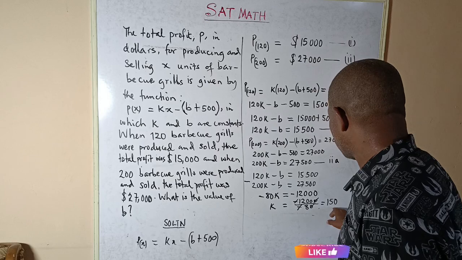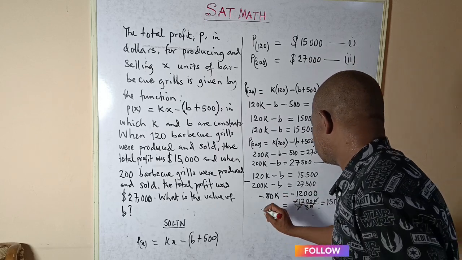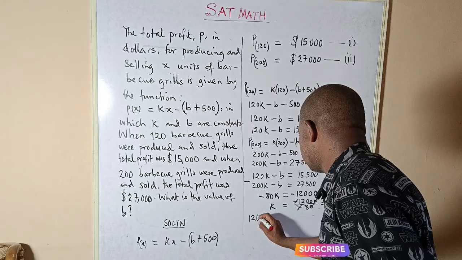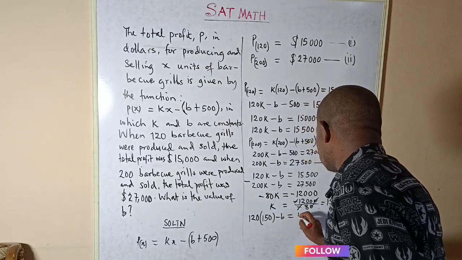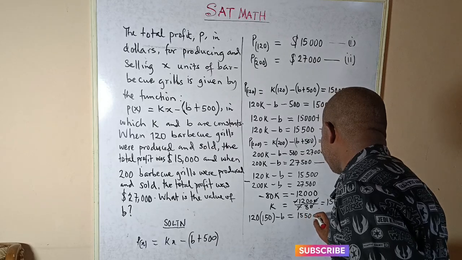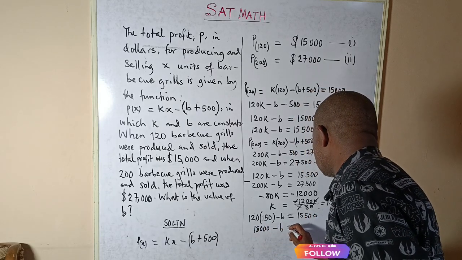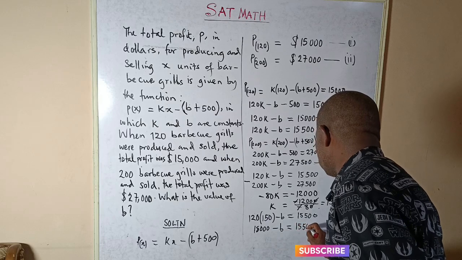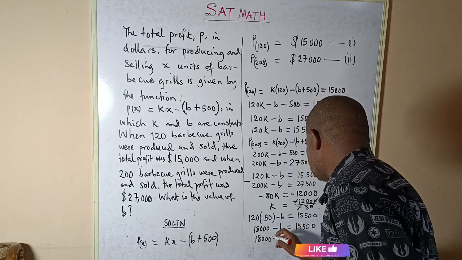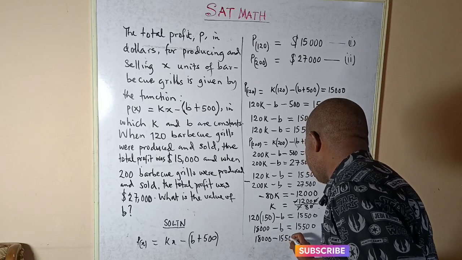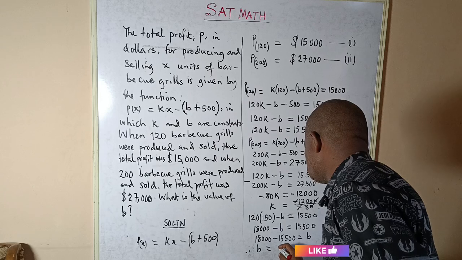So now we'll substitute 120 for K into equation 1A to get the value of B. That will mean 100 multiplied by 120 minus B equals 15,500. When we multiply this, we are going to have 12,000 minus B equals 15,500. This will be 12,000 minus 15,500 equals B. Therefore, B will be equal to 2,500.